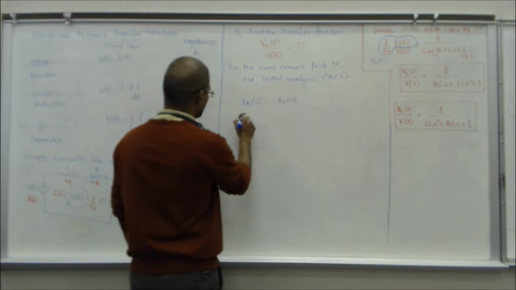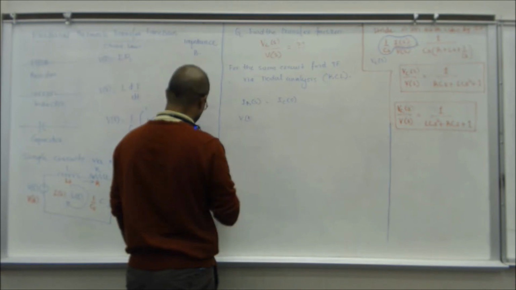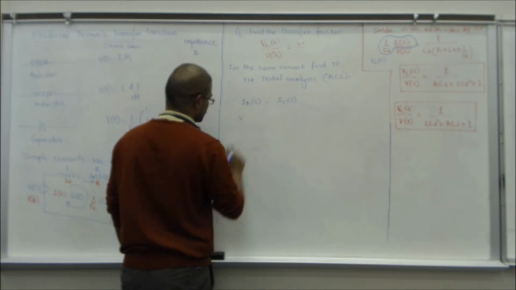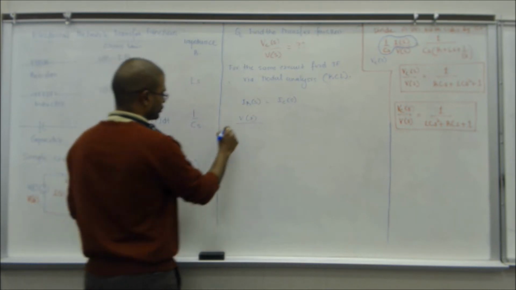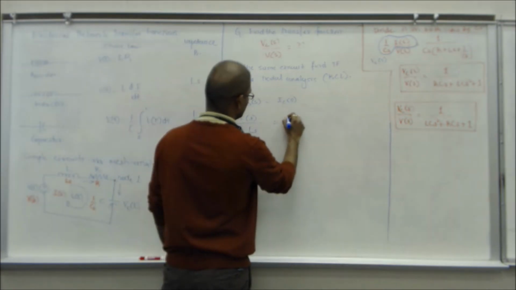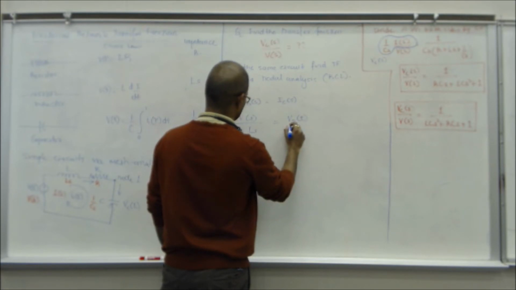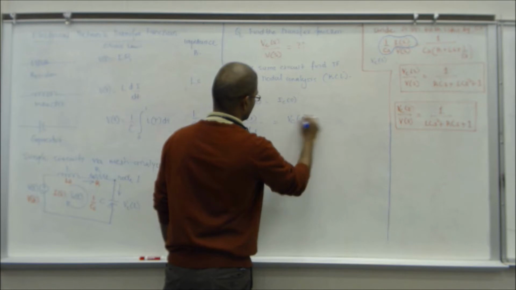Okay? So what you have here is V of T or V of S over R plus Ls is equal to V naught of T, VC of S into Cs. Right?